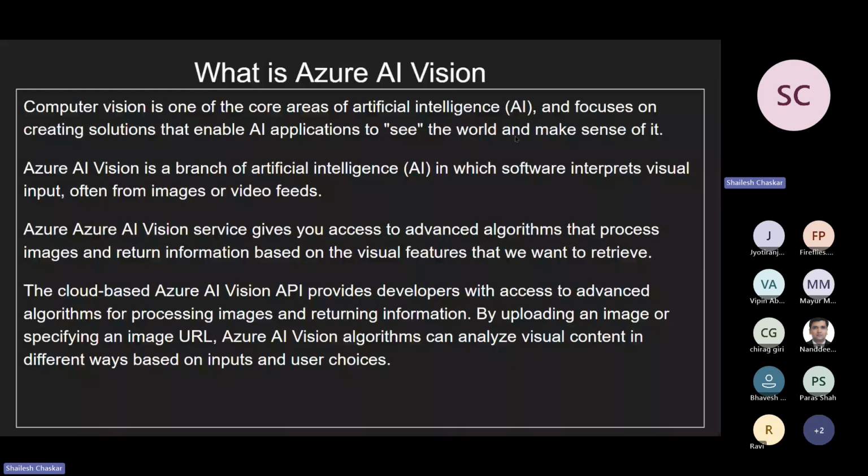Azure AI Vision is a branch of AI, obviously, in which software interprets visual input, often images or video feeds. Azure AI Vision service gives you access to advanced algorithms that process images and return information based on the visual features that we want to retrieve. So when I say visual features that we want to retrieve, I think a very common use case that, thanks Vipin, for confirming, that we have seen recently is your car number plate, right?